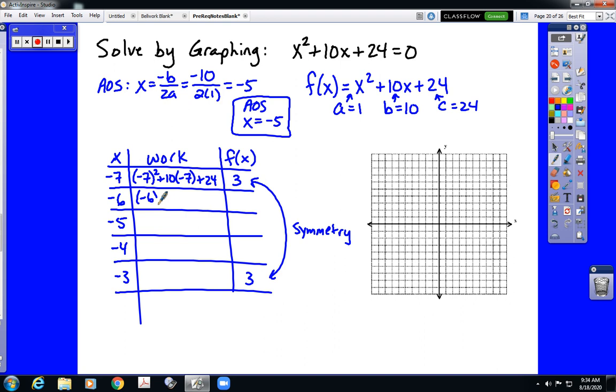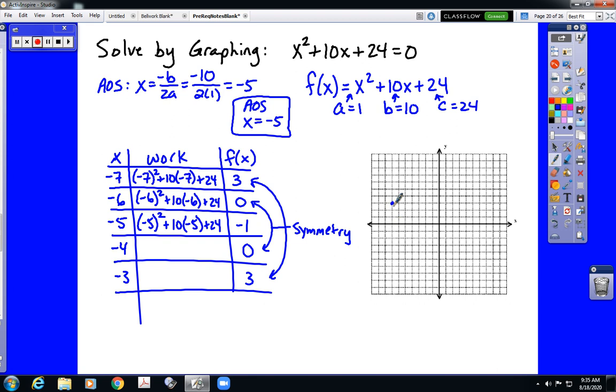Plug in negative 6 squared plus 10 times negative 6 plus 24. That would be 36 minus 60 plus 24, which is 0. Remember that we have that symmetry paired there as well, meaning that negative 4 is also paired with 0. And finally, plug in negative 5. Negative 5 squared plus 10 times negative 5 plus 24 would be 25 minus 50 plus 24, which would be negative 1.